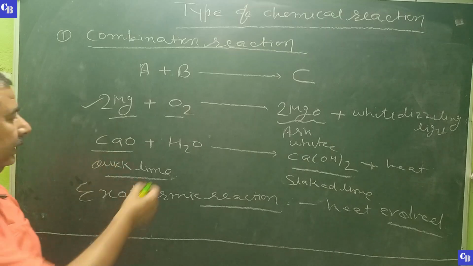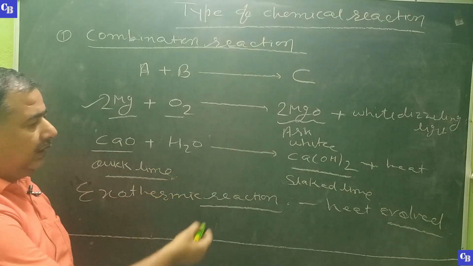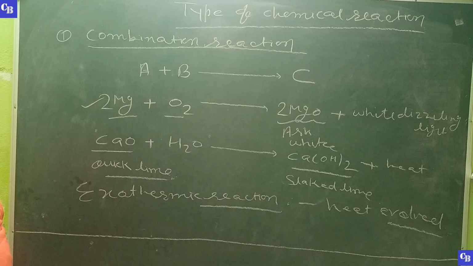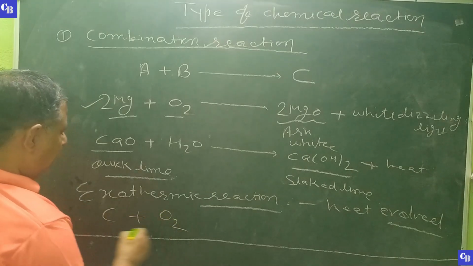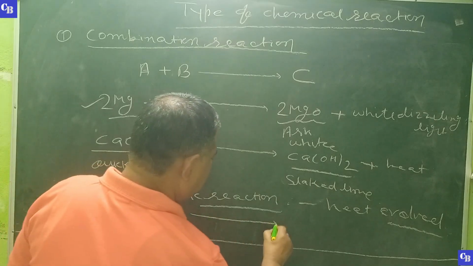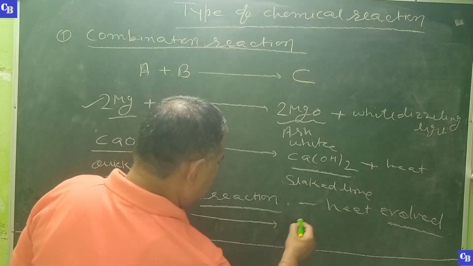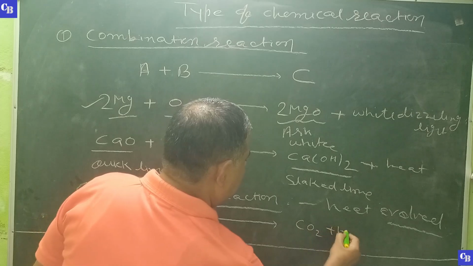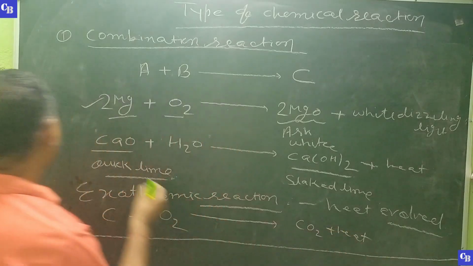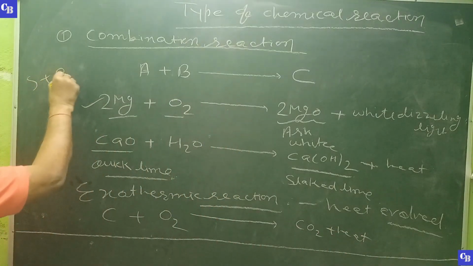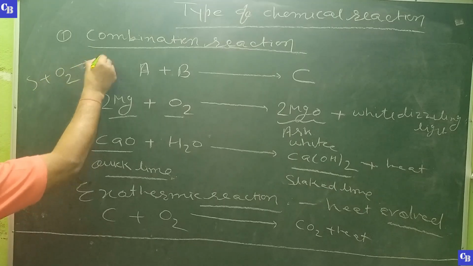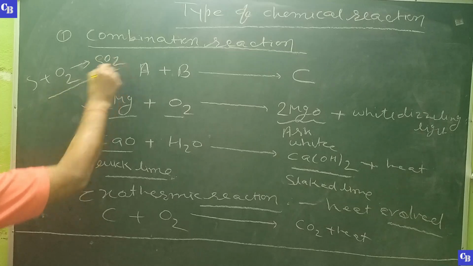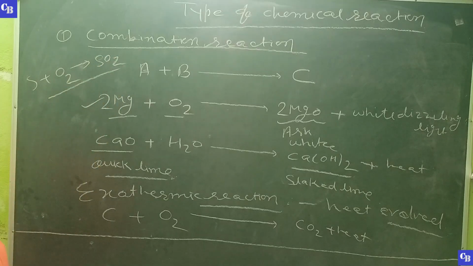Calcium oxide added in water forms slaked lime, so a large amount of heat is produced. Many examples: suppose C plus O2. Carbon, or any substance, burned in oxygen forms carbon dioxide and heat is produced. Sulfur also burned in oxygen forms sulfur dioxide. So these are combination reactions.